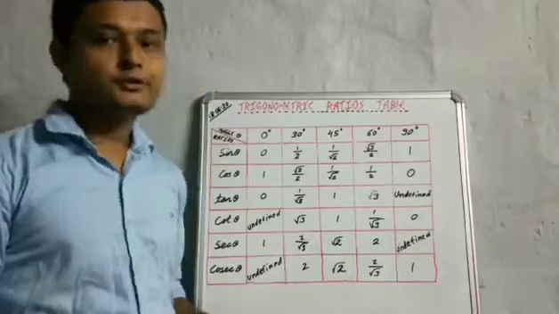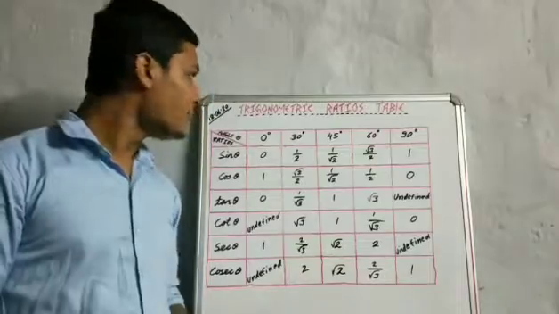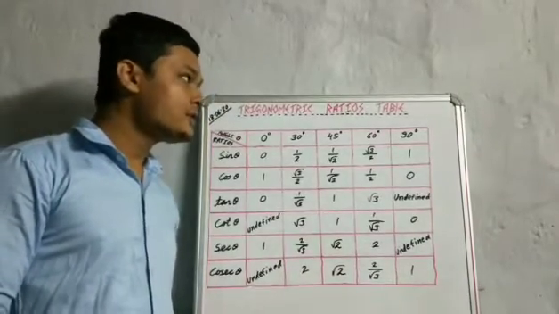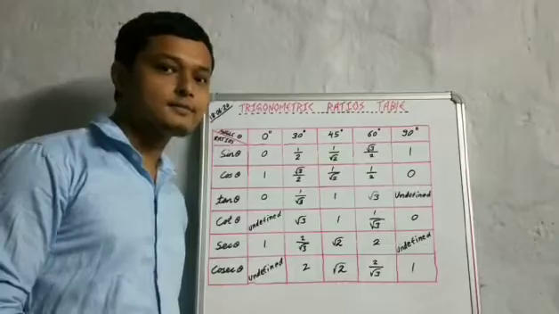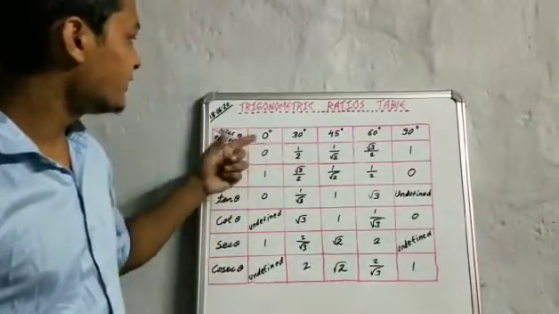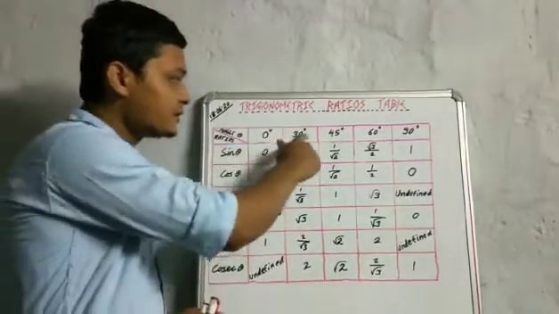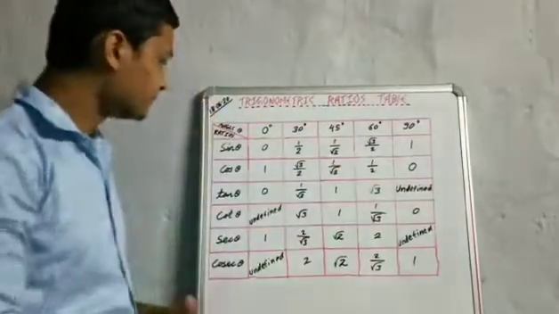The topic of today's session is the trigonometric ratios table. Today I am going to introduce you to a trigonometric ratios table. Trigonometric ratios tables help us to find the values of trigonometric standard angles. The standard angles of trigonometric ratios are 0 degree, 30 degree, 45 degree, 60 degree and 90 degree.